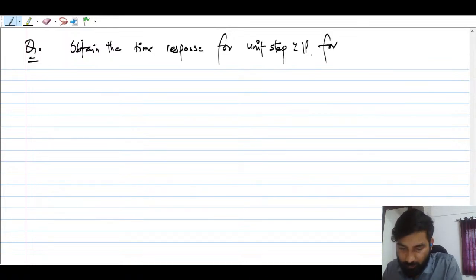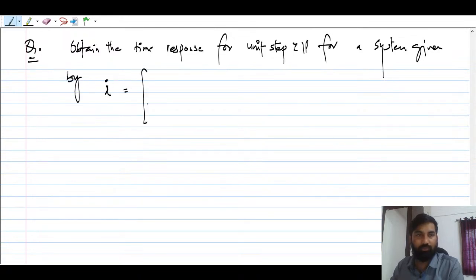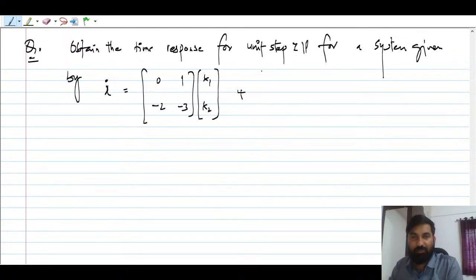For unit step input for a system given below, they have given some system here in terms of state model, given by x dot is given as [0 1; -2 -3] times [x1; x2], plus this time they have also mentioned here the B matrix, and U is also given.